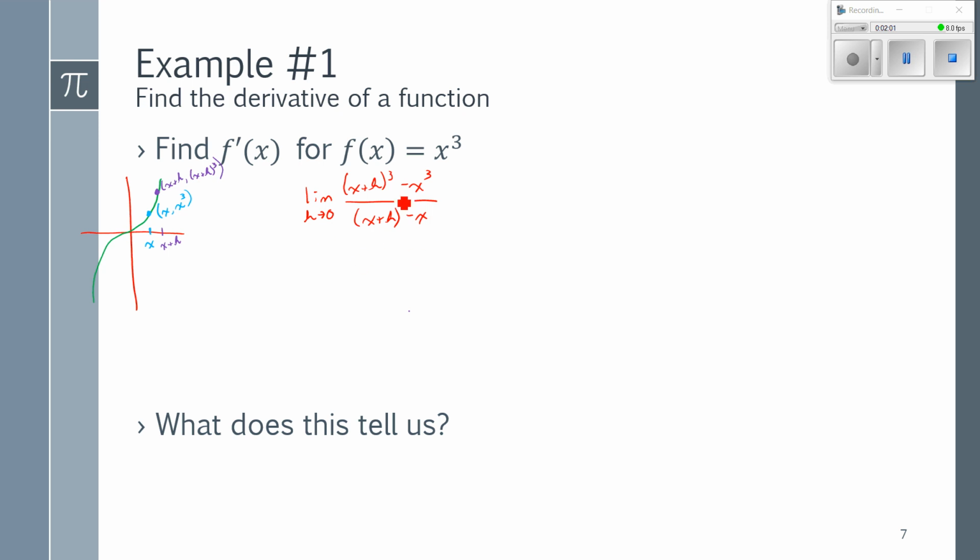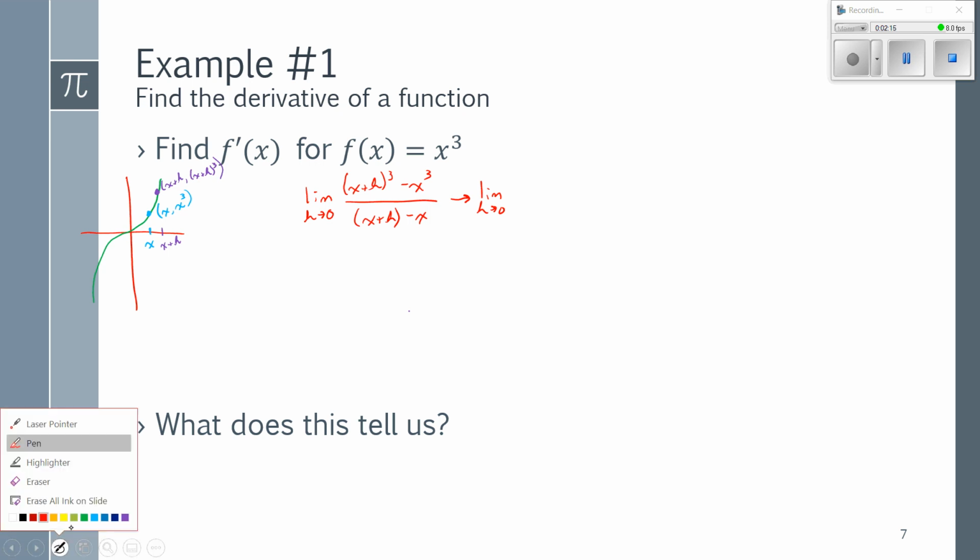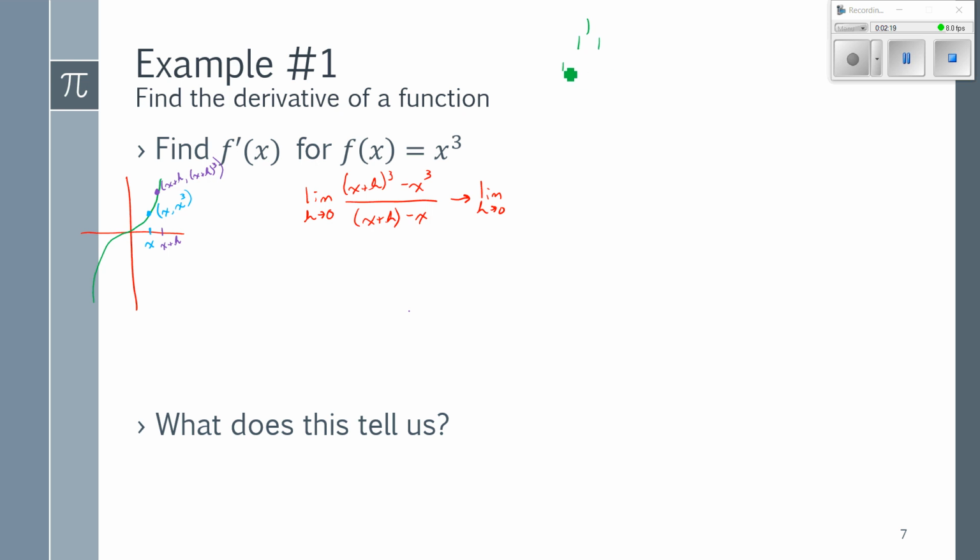So if I try to plug 0 in for h now, I get 0 in my denominator, so I'm going to work on simplifying this. So I have to still have the limit as h approaches 0 because I haven't done it yet. To multiply out x plus h cubed, I'm going to take advantage of Pascal's triangle because one of the things that Pascal's triangle does is it allows me to do binomial expansion relatively easily.